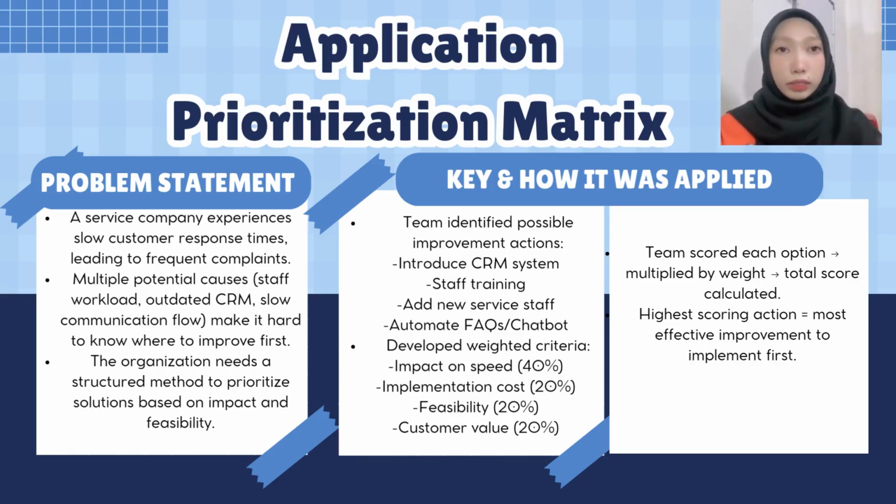Key steps and how it was applied. The team listed several improvement options such as introducing a customer relationship management system, staff training, hiring new staff, and automating frequently asked questions through a chatbot. They then developed weighted criteria including impact on speed, implementation cost, feasibility, and customer value. Each option was scored, multiplied by its weight, and then summed. The option with the highest score was selected as the most effective action to implement first.